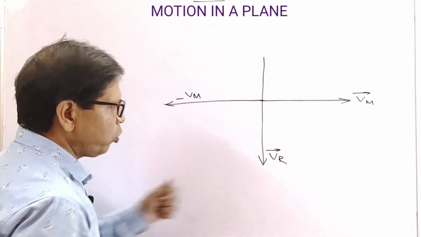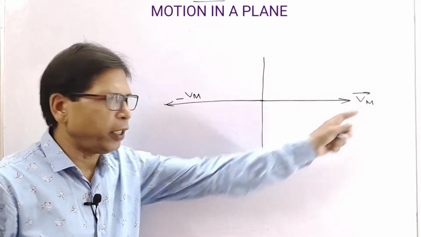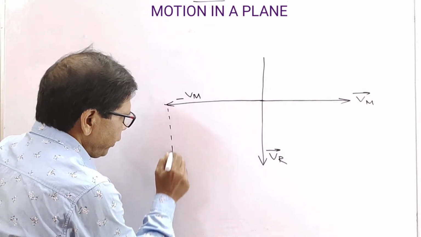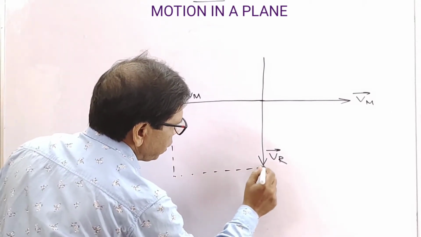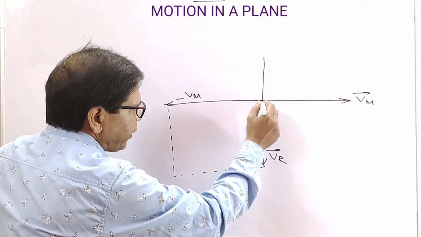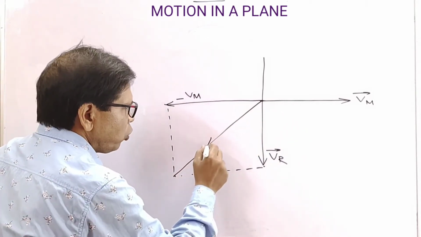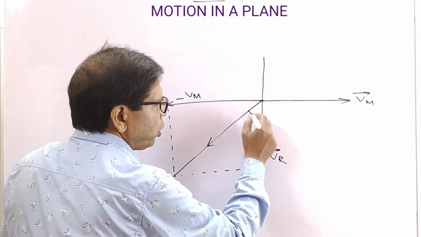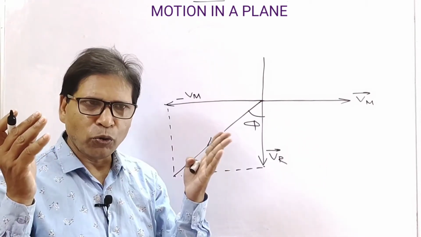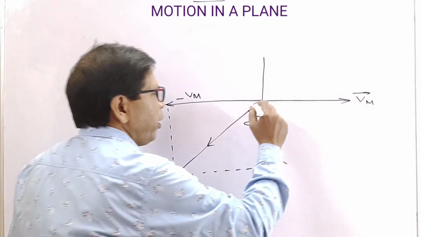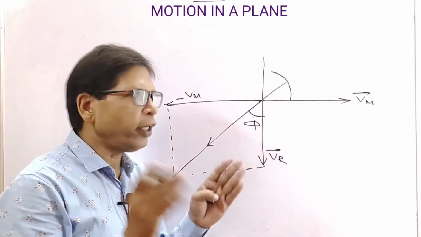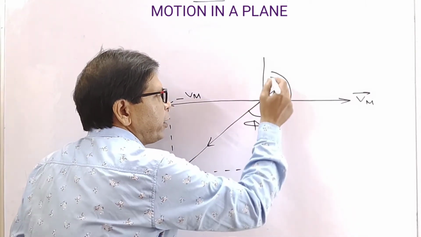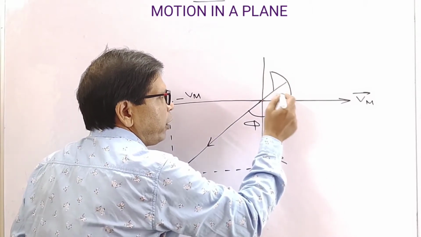So the relative velocity of rain with respect to the man is directed along the diagonal of this parallelogram. Look at this, this is the diagonal. So rain appears to come in this direction. So to save himself from rain, the person should hold his umbrella in this direction. Okay, in this direction.